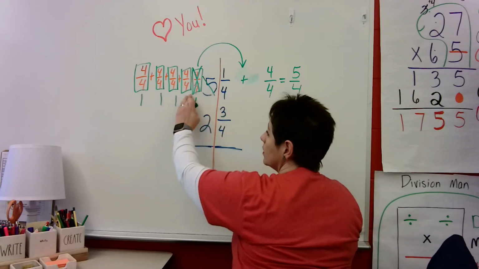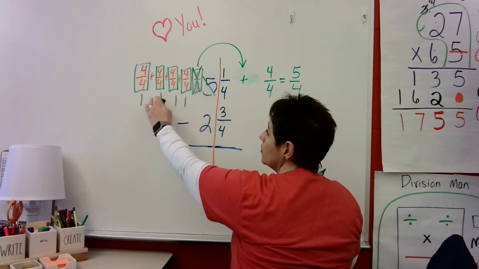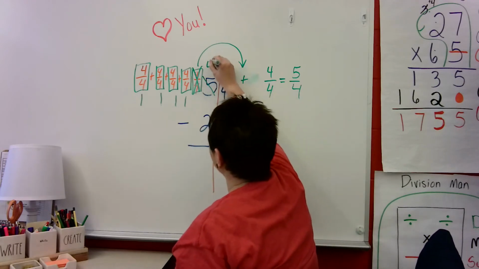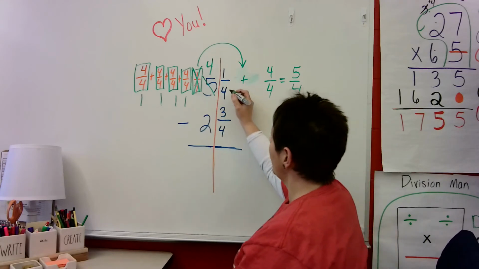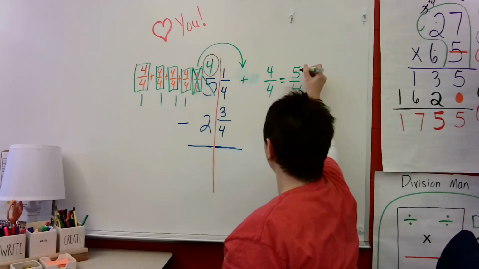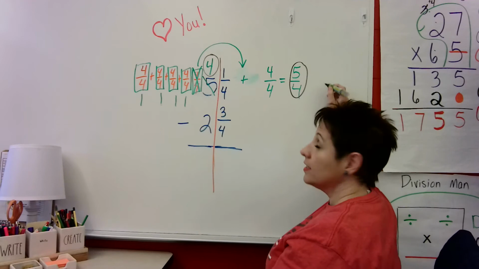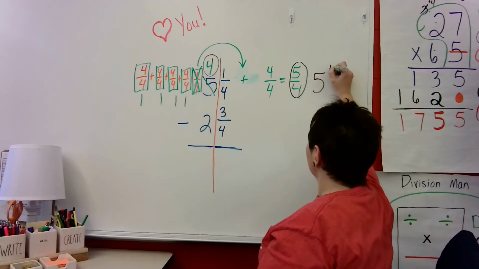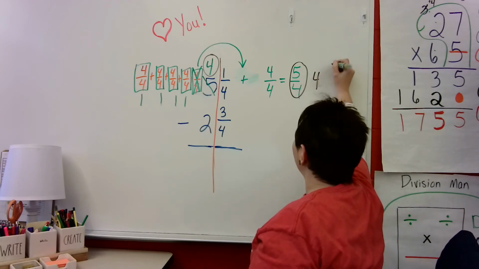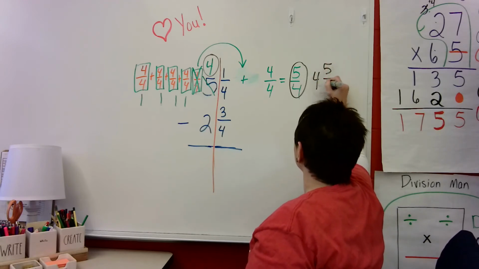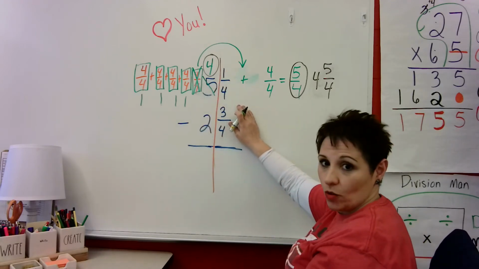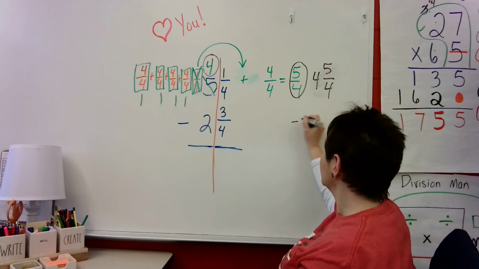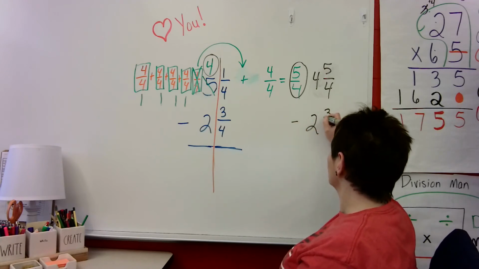I now have 1, 2, 3, 4 now. So if I look at rewriting that, I still have 4 wholes, and now I have 5/4. 4 and 5/4 is equivalent to 5 and 1/4. So now I can just subtract my 2 and 3/4.